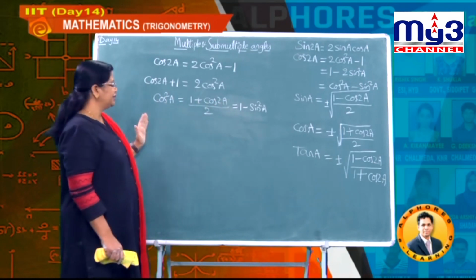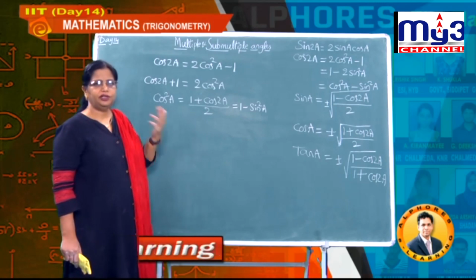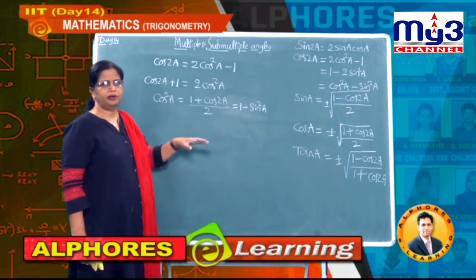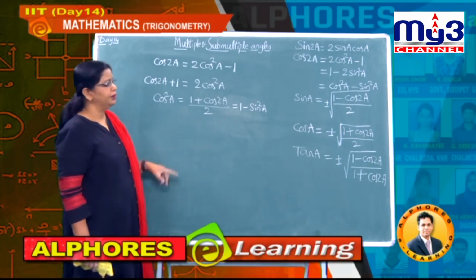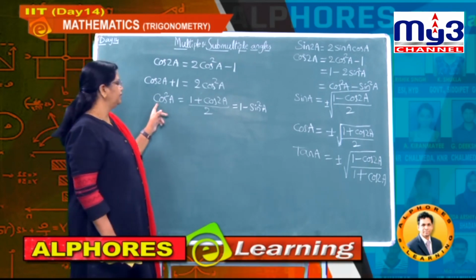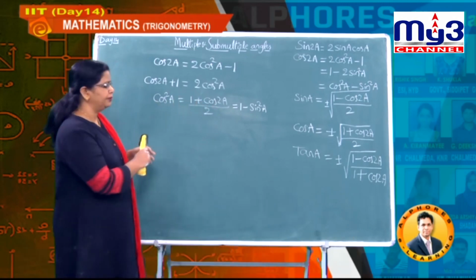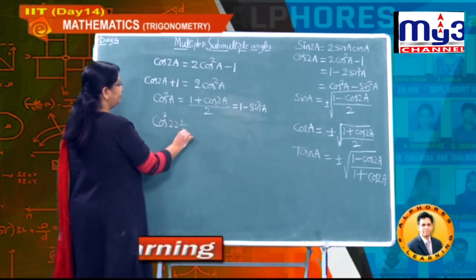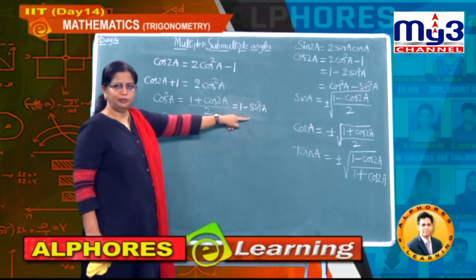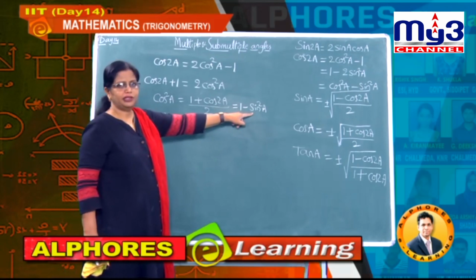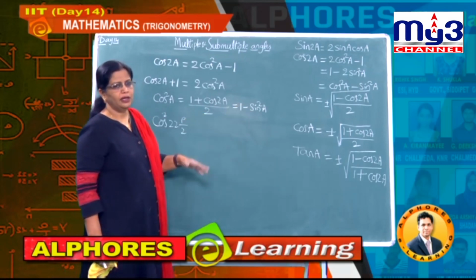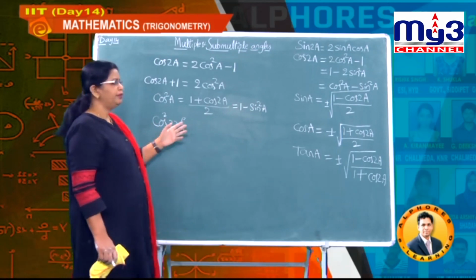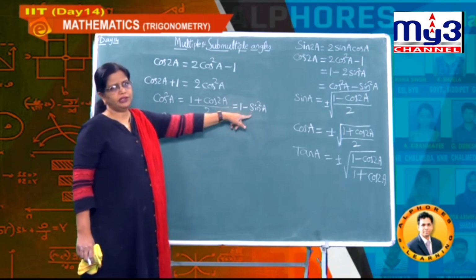Suppose I want to know about cos 22.5 degrees. You know cos 45, and after that we found even 15 degrees also. Now suppose I want to find the value of cos square 22.5 degrees. If I use this formula, is there any benefit? 1 minus sin square 22.5, and I don't know even sin 22.5. So you won't get any information if you use this formula.